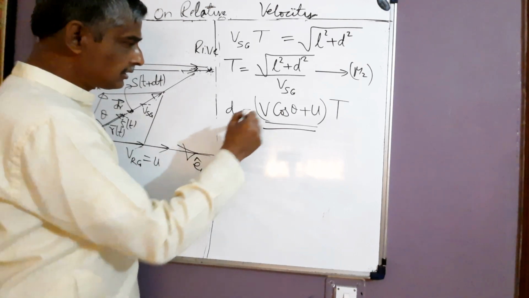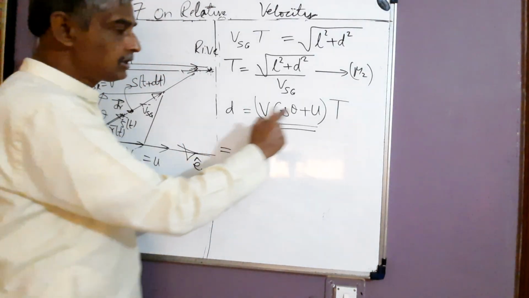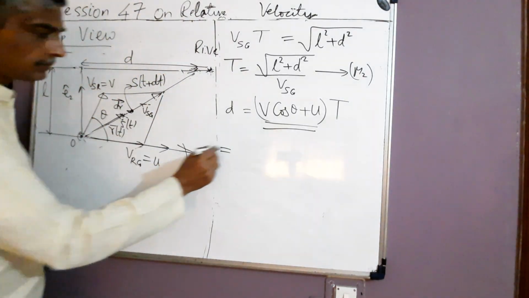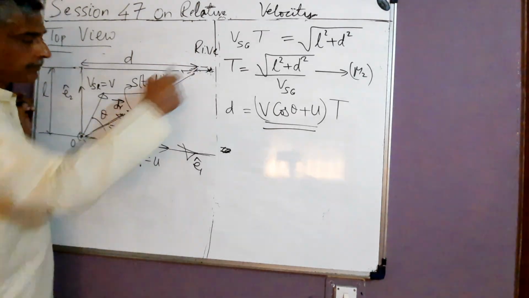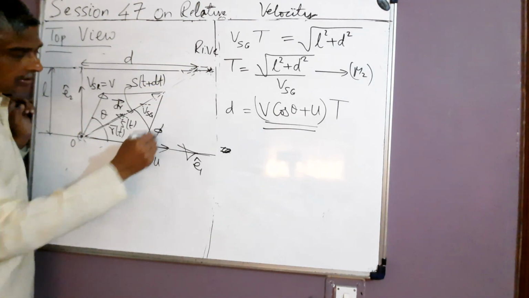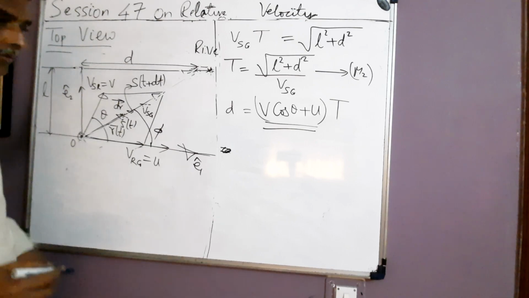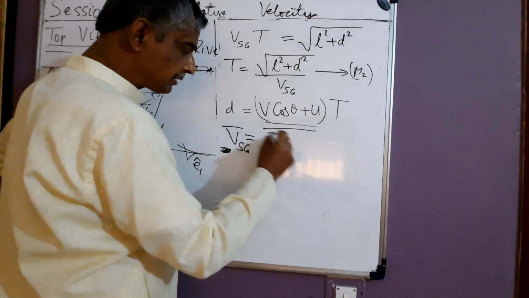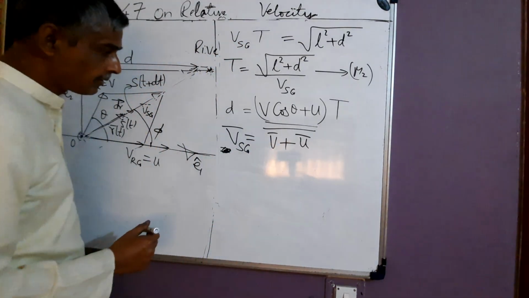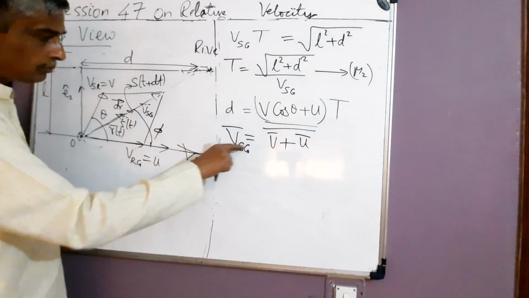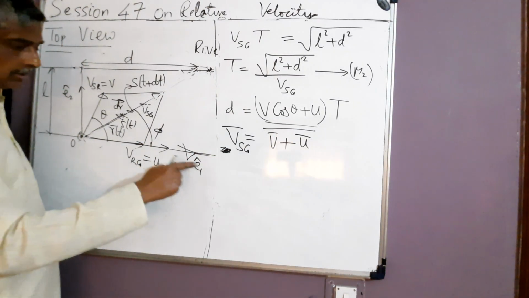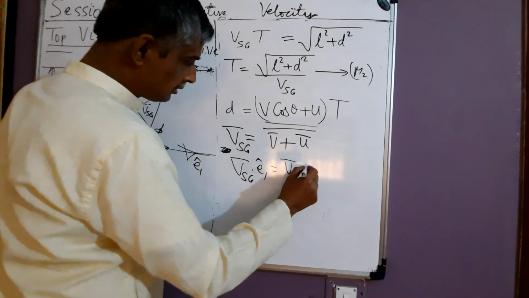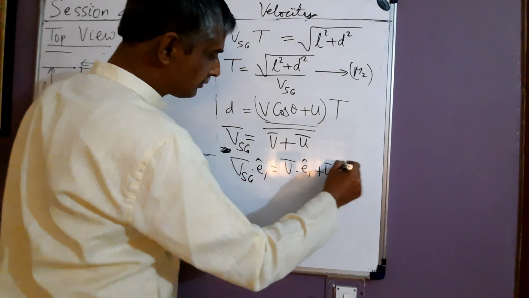Now we can say one more thing. V cos theta plus u is the component of Vsg along direction of E1. See, this is Vsg. Suppose Vsg makes an angle of phi with unit vector E1 hat. Now we can write Vsg in this way. Vsg is equal to Vsr, that is vector V, plus Vrg, that is vector u. Now we take the dot product of this equation with E1. Vsg dot E1 hat is V dot E1 hat plus U dot E1 hat.